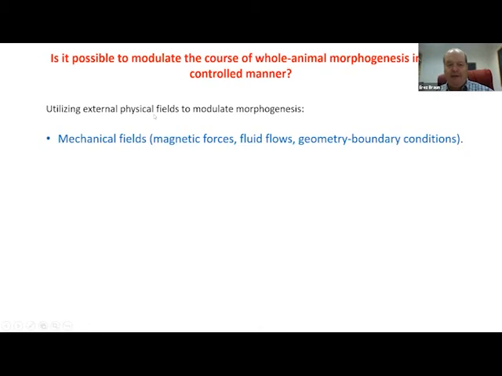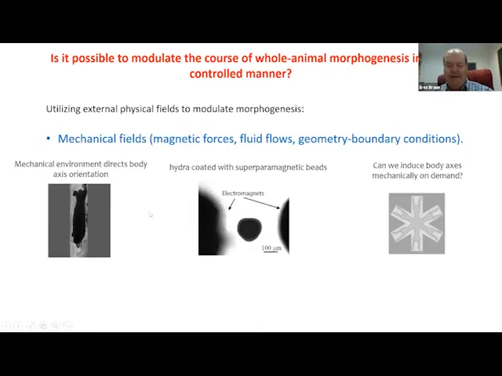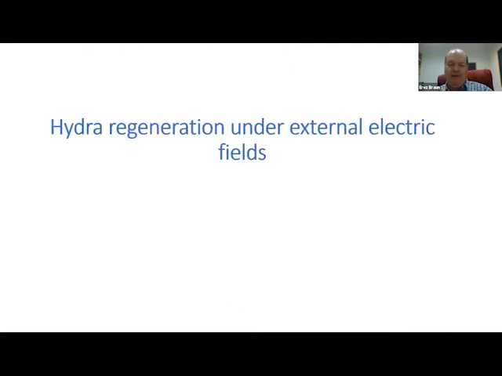We try to do this by two means. The idea is to utilize external physical fields, either mechanics, and there are many tricks you can play. For example, you can make Hydra magnetic by coating it with magnetic beads. That's the beauty of Hydra: you can really torture it and it still regenerates. You can put it in a magnetic trap and start pulling on it and try to deform it. We grow it in channels, and we try to see if we can, like in clay, create a body form that will direct morphogenesis. But more interesting for this talk is that we found out that external electric fields are highly useful as a way to control morphogenesis.